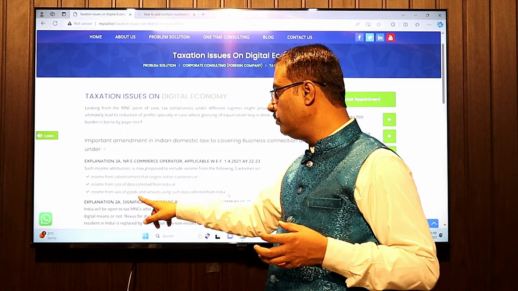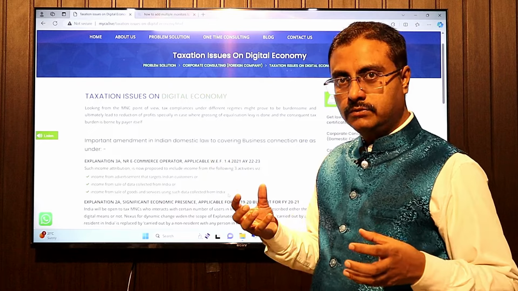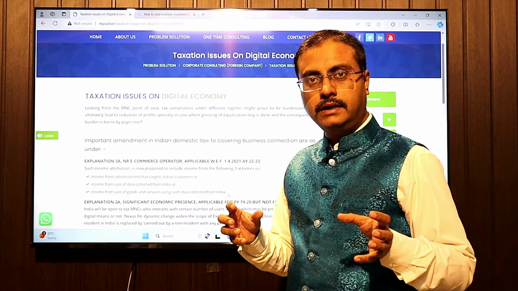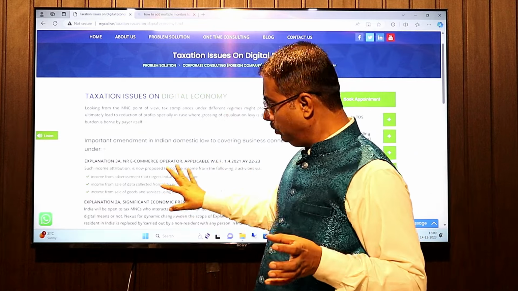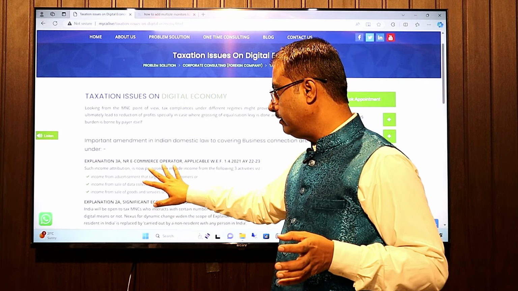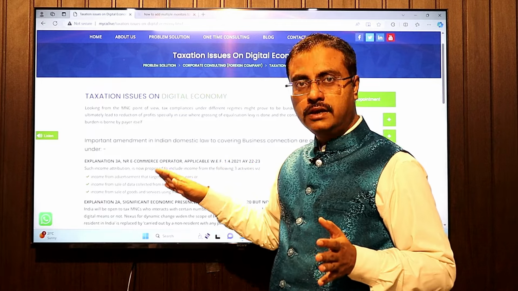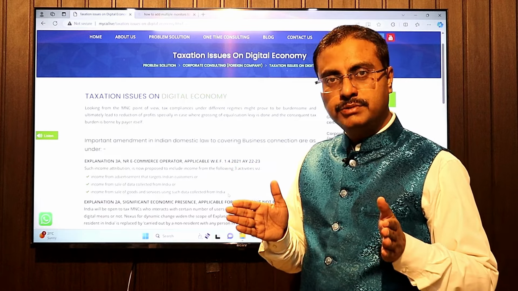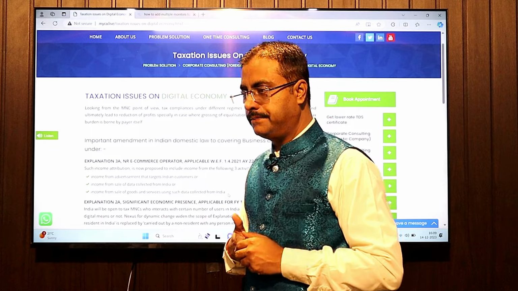Income from sale of goods and services. Suppose Netflix is selling some software services or some OTT channel, getting revenue outside India. Those are covered here. So these 3 types of services by the non-resident as an e-commerce operator will be covered by explanation 3A. Your income would become liable to tax as business income. You are covered by explanation 3A.